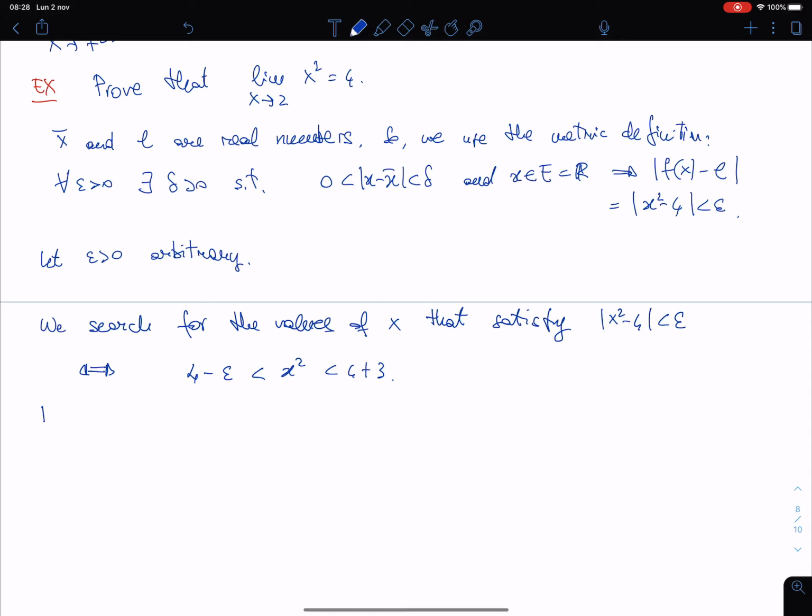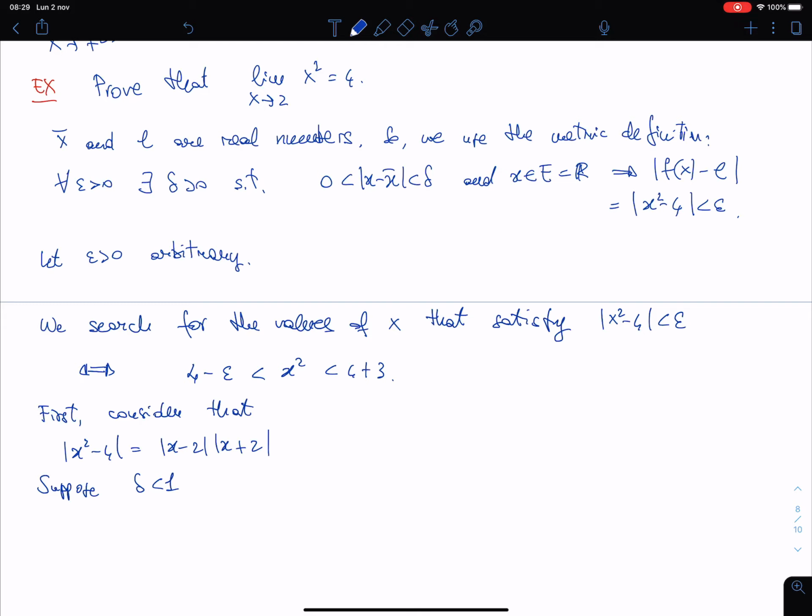First, we consider that the absolute value of x squared minus 4 is the product of the two absolute values, x minus 2 times x plus 2. So first, let us suppose delta smaller than 1.